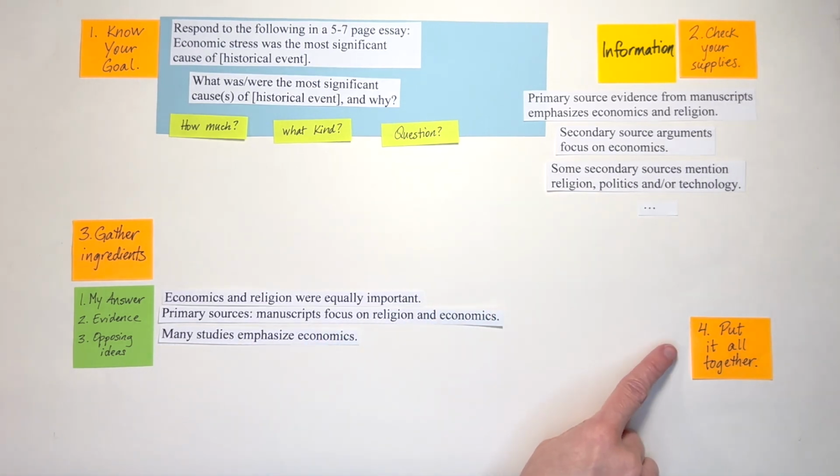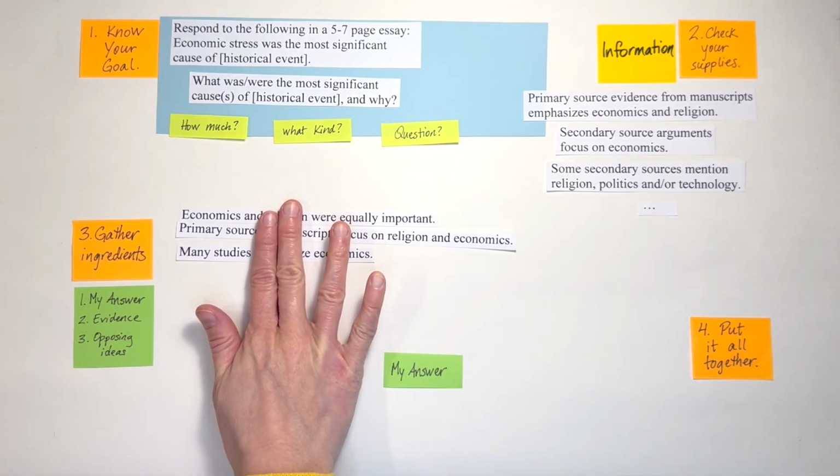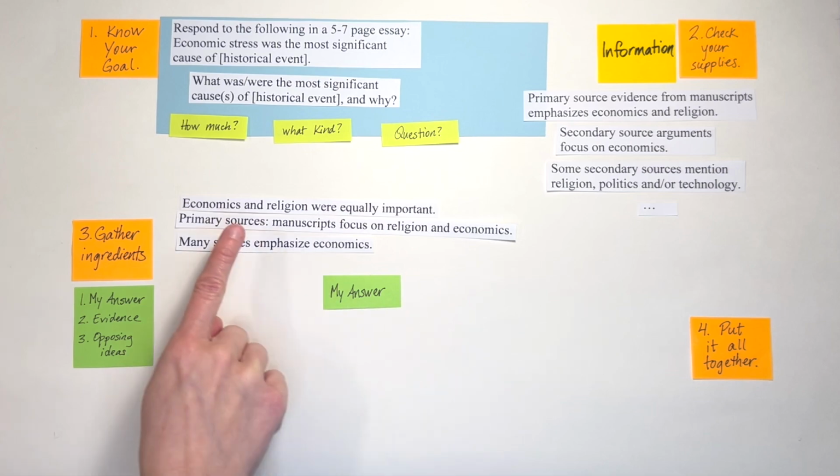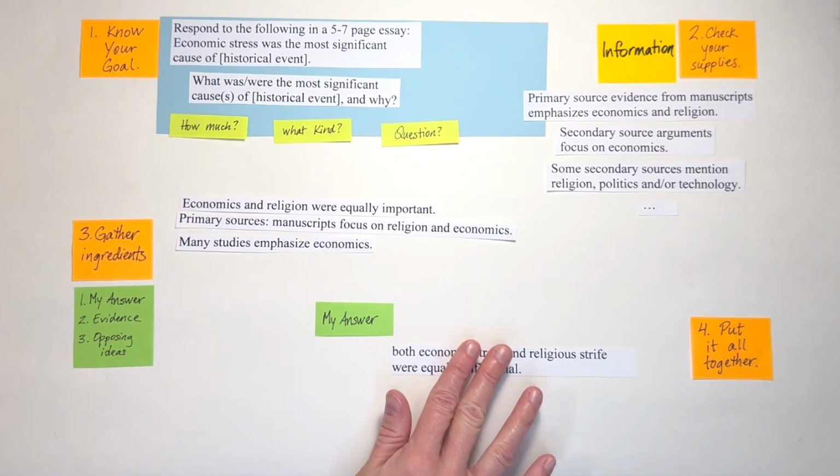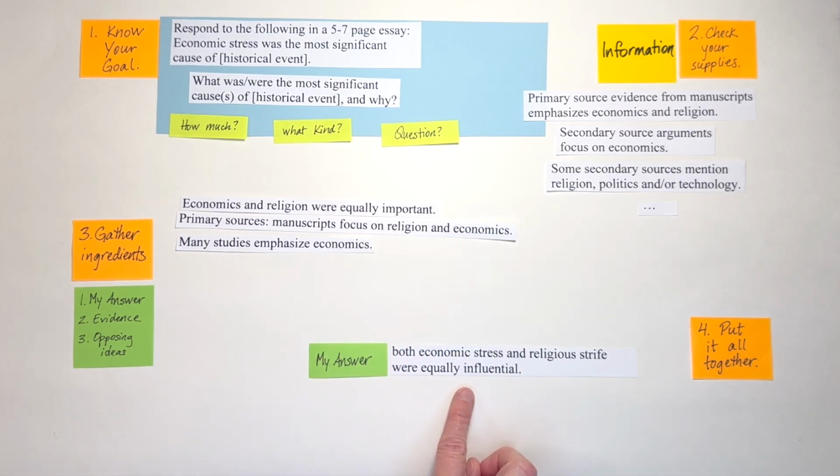All right, let's move to step 4 and put it all together into a thesis statement. I'll just make a bit of space here, and then I'll start by putting my answer to the question. And when I write this out, I'm going to add just a couple more detail words to make it a little clearer, but it's the same idea. I say both economic stress and religious strife were equally influential.